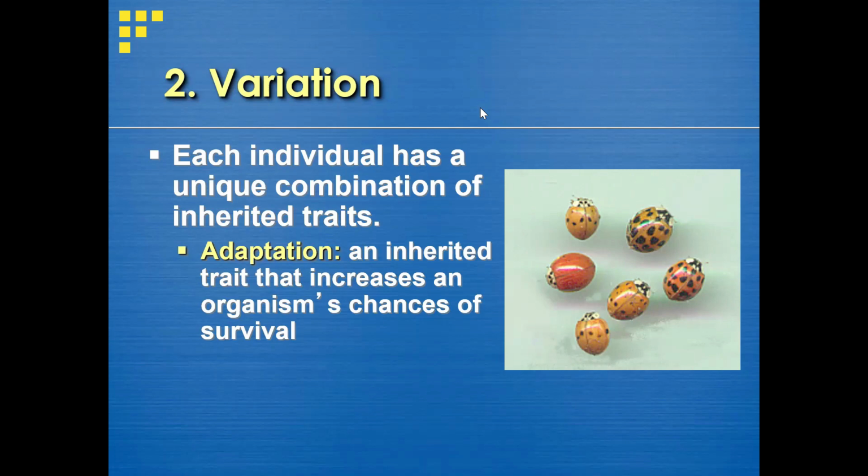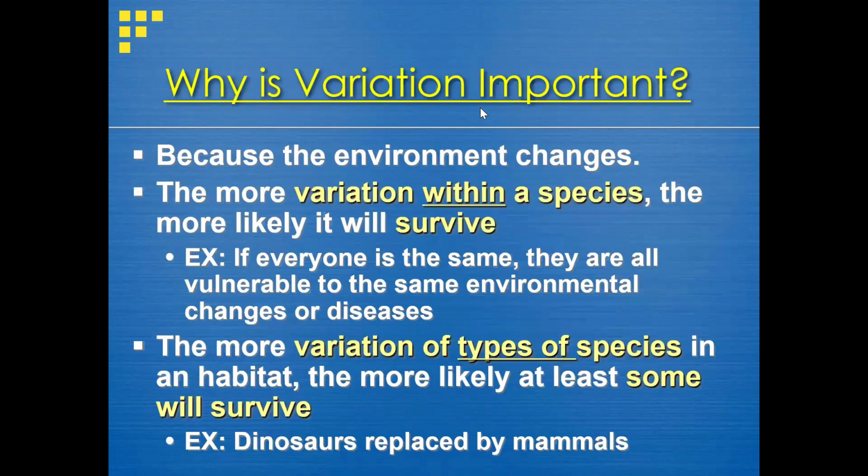So that is variation. The next thing is, why is variation important? Because the environment changes. Because the environment is changing, there is a need to have variation. The more variation within a species, the more likely it will survive. That is, the more the differences within a species, the more likely it will survive.